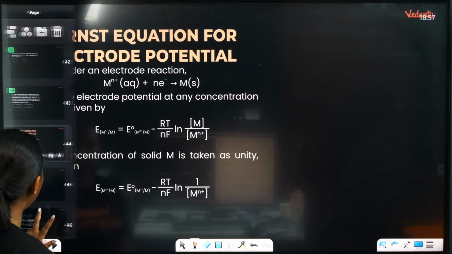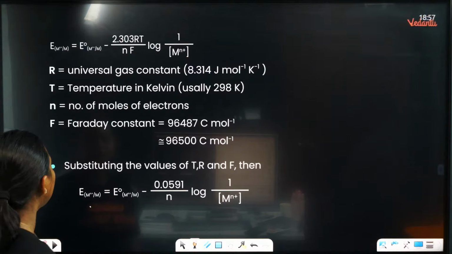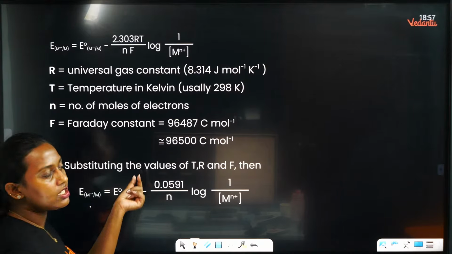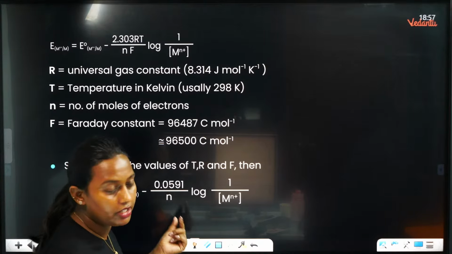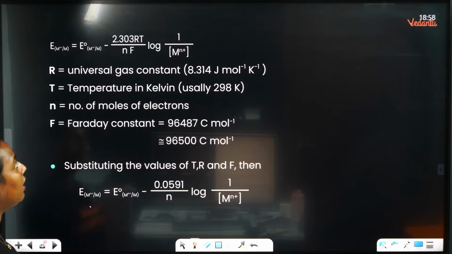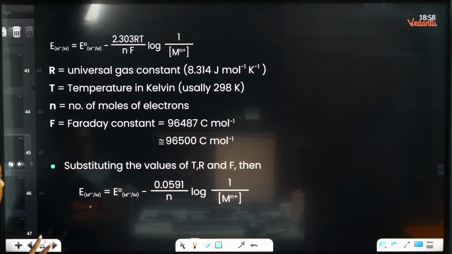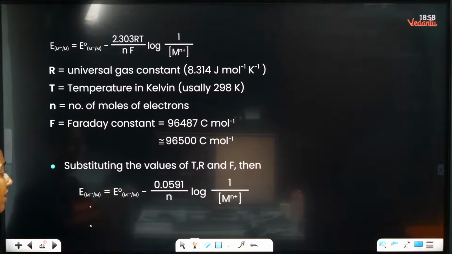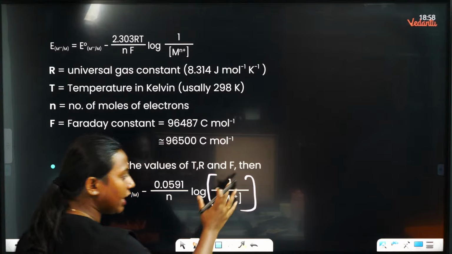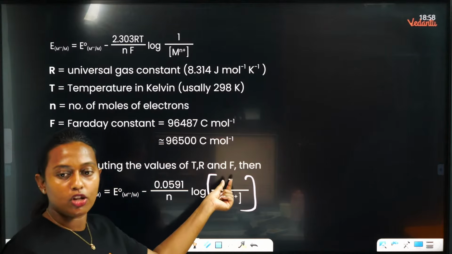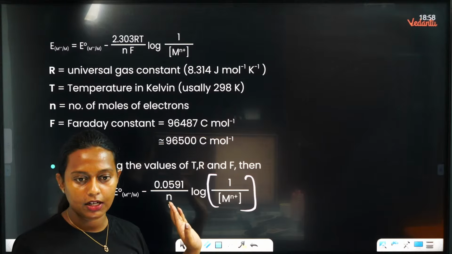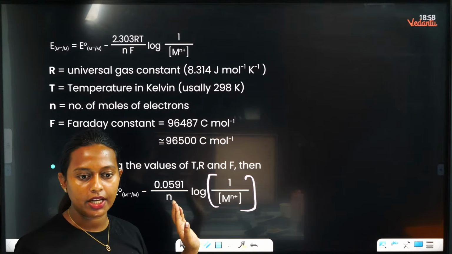I will write it. The final answer is E cell equal to E naught cell minus 0.0591 by n, log 1 by M plus. Or we can say it in terms of reactant and product: the concentration of product divided by the concentration of reactant. Any doubt?